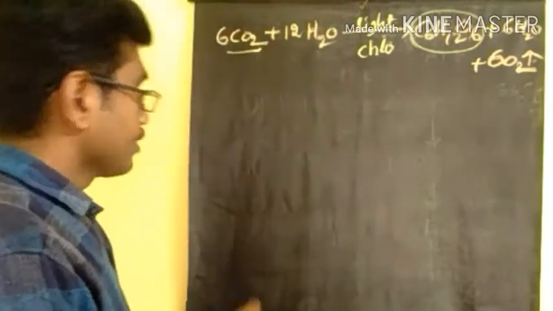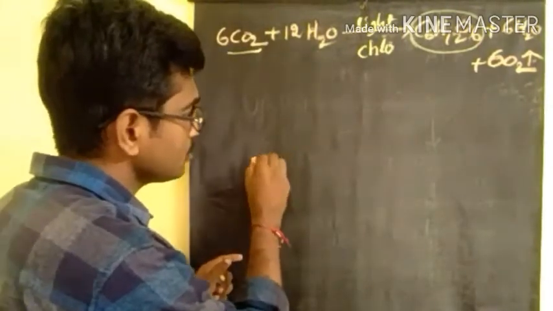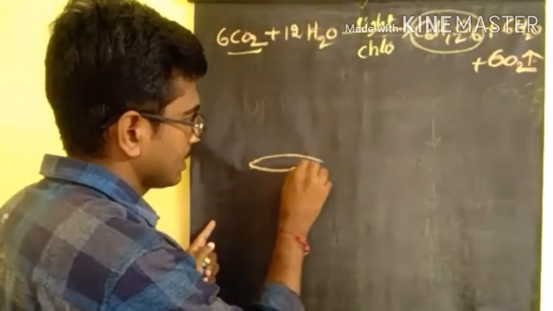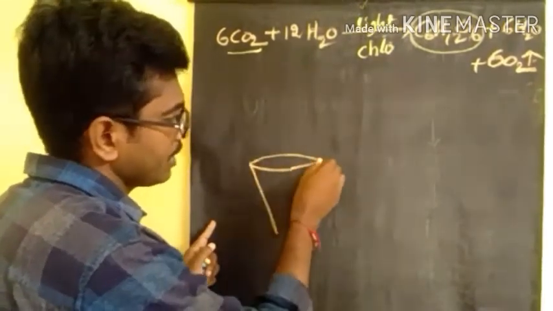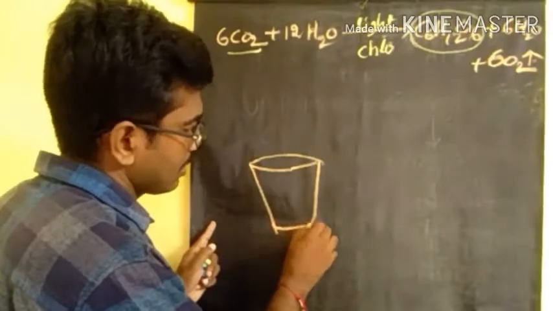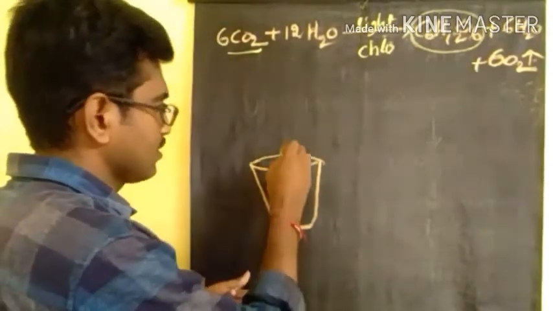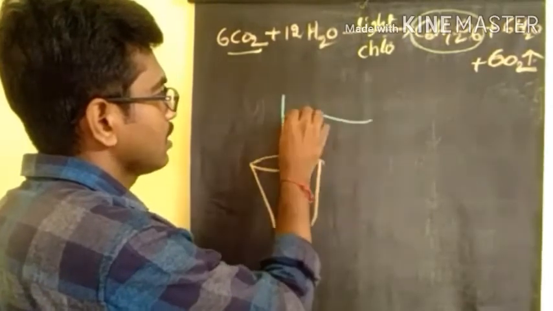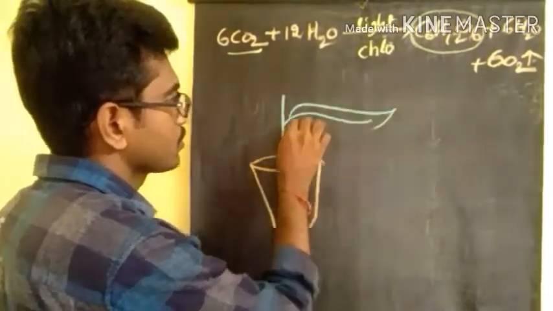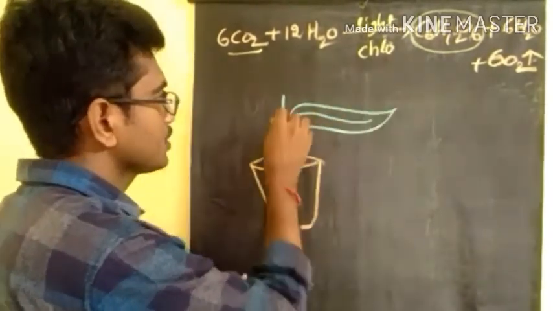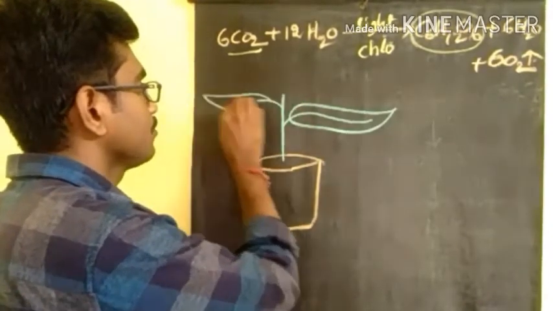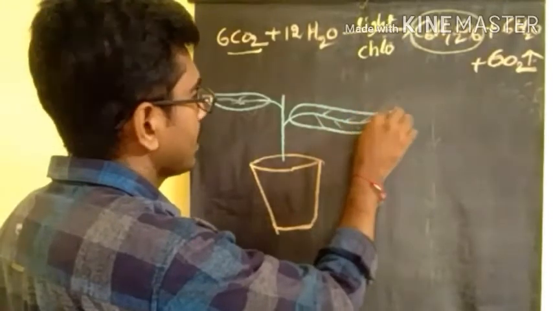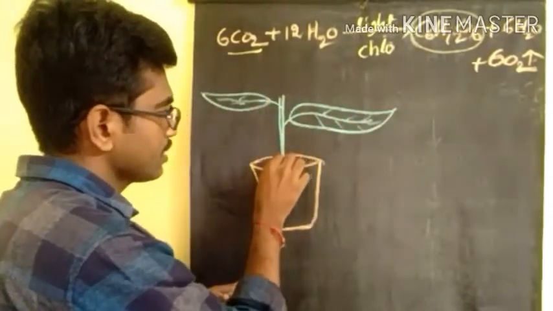First of all, we have to take one potted plant. We need a plant growing in a pot which possesses long, narrow leaves. Such a plant, with long narrow leaves, we should select for this experiment.